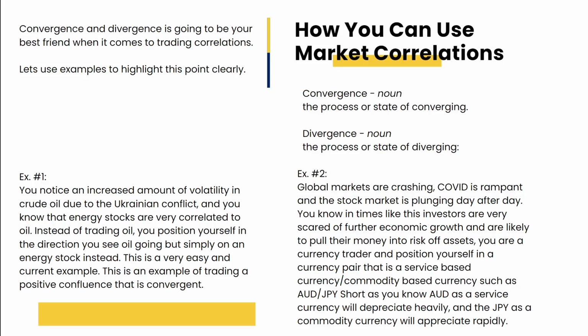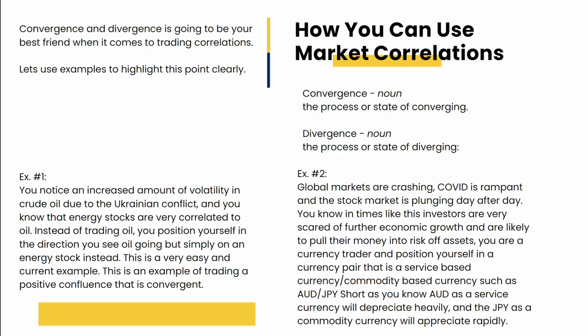Example number one, and both of these are going to be pretty recent events, so they should hopefully ring true to everybody. You notice an increased amount of volatility in crude oil due to the Ukrainian conflict, and you know that energy stocks are going to be very correlated to oil. Instead of trading oil directly, you position yourself in the direction you see oil going, but simply on an energy stock instead. This is a very easy and current example.